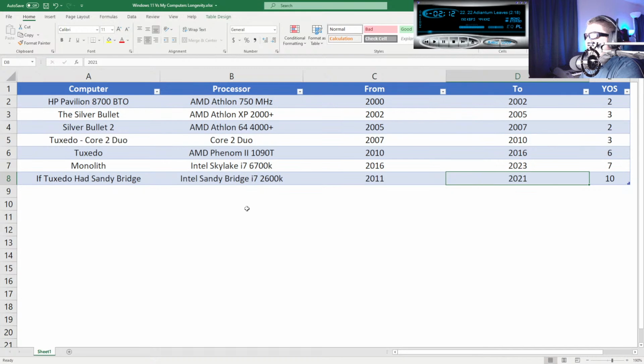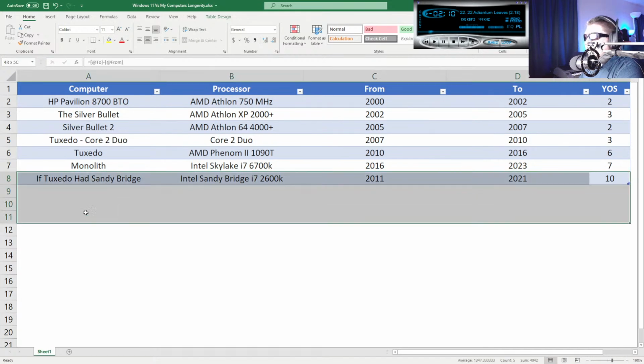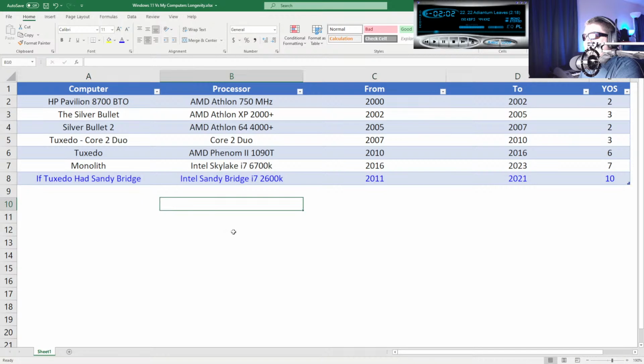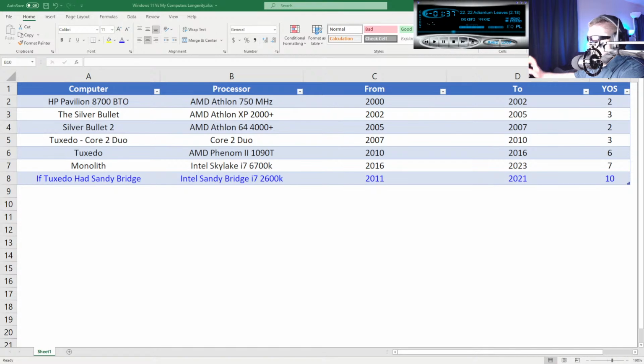And if Tuxedo had Sandy Bridge, we'll just turn it blue if it's theoretical. We'll use blue text for anything theoretical. If Tuxedo had Sandy Bridge, it would be an i7 2600K, which cost what in 2011? Let's see here. i7 2600K price at release in 2011. So the i7 was $300 in 2011 dollars. I could have afforded that.